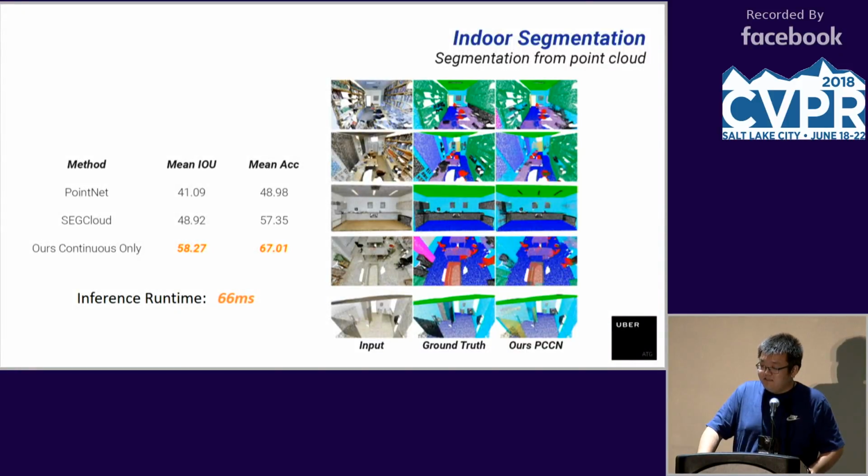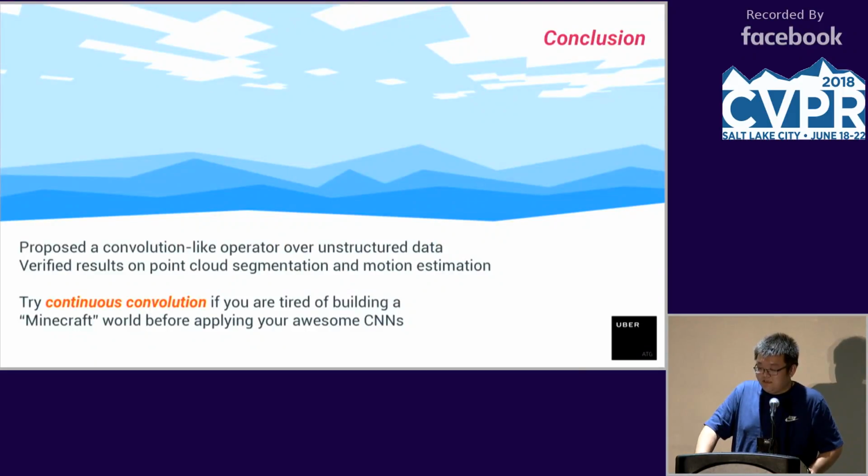And finally, we apply our method over the Stanford indoor segmentation task, where we achieve 11 percentile higher IOU than the state-of-the-art method, and our inference runtime is only 66 milliseconds.